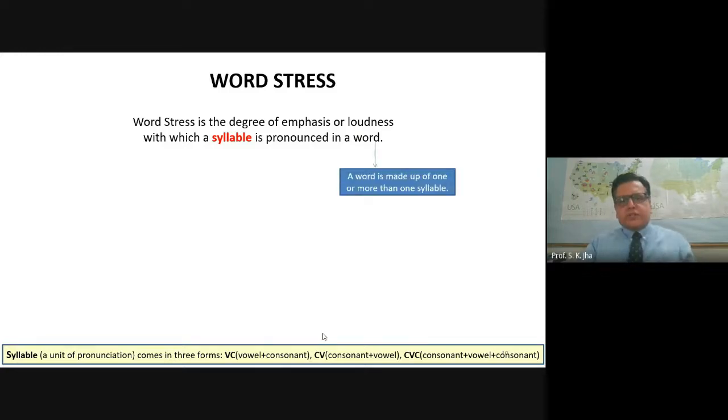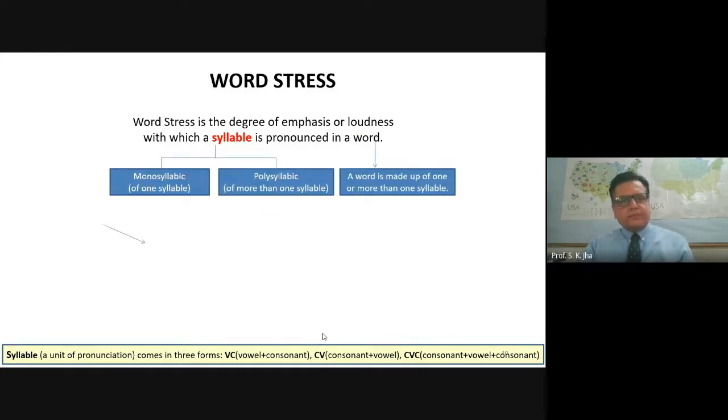Now, what is word stress? In everyday life, we have n number of stress on our mind, so that is also kind of stress. Stress means what? You have pressure. But here, pressure is not on your mind. Rather, we are talking of pressure on syllables of your word. So word stress is the degree of emphasis or loudness with which a syllable is pronounced in a word.